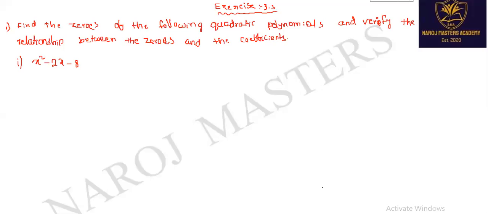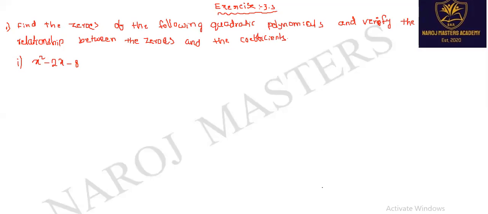Exercise 3.3, problem number 1. Find the zeros of the following quadratic polynomial and verify the relationship between the zeros and the coefficients. Look at question number 1 here: x square minus 2x minus 8.